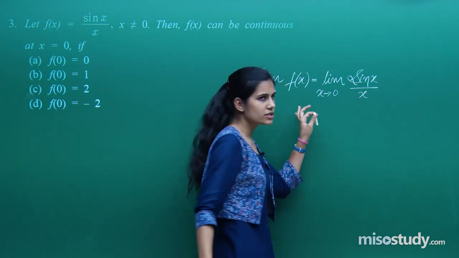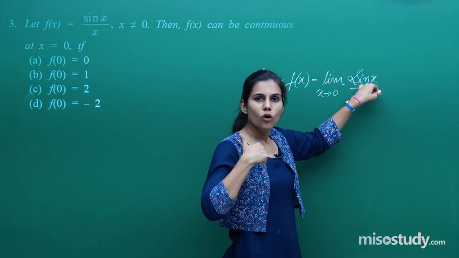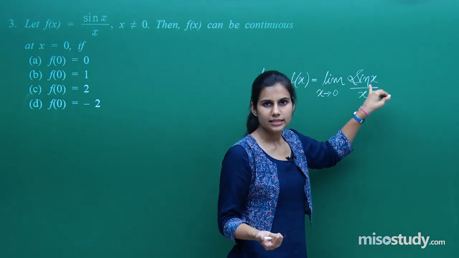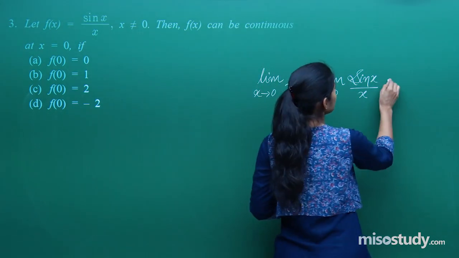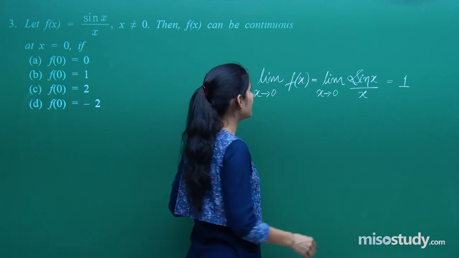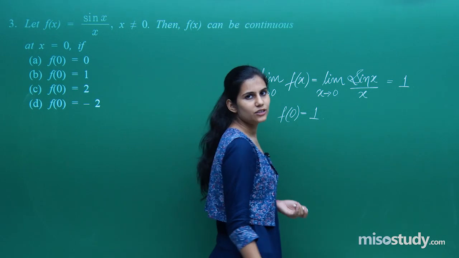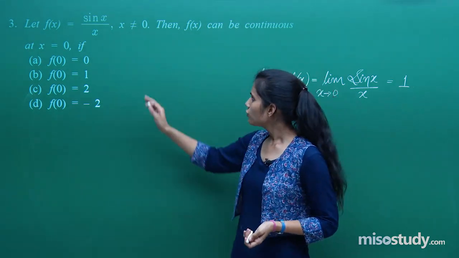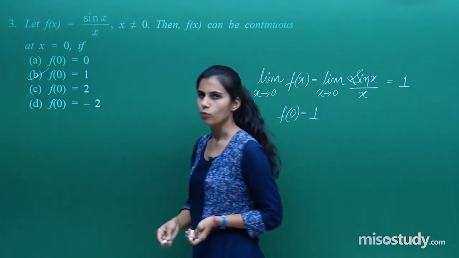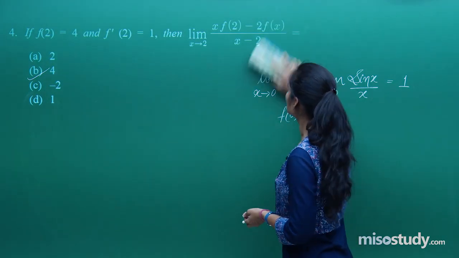You know that as x approaches to 0, when x is very, very close to 0, the graph of sin x is almost same as that of the identity function. So sin x approximately becomes equal to x. So x upon x gives you 1, and this is the limit that is equal to 1. So limit x tends to 0, f of x is 1. You should actually define f of 0 to be 1 if you want that your function should become continuous at x equals 0. So for f(x) to be continuous at x equals 0, f of 0 should be defined as 1. Clear?